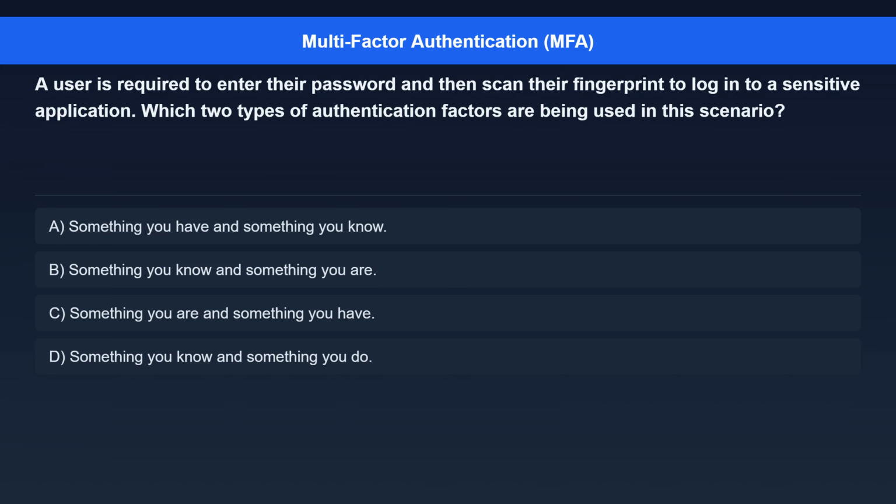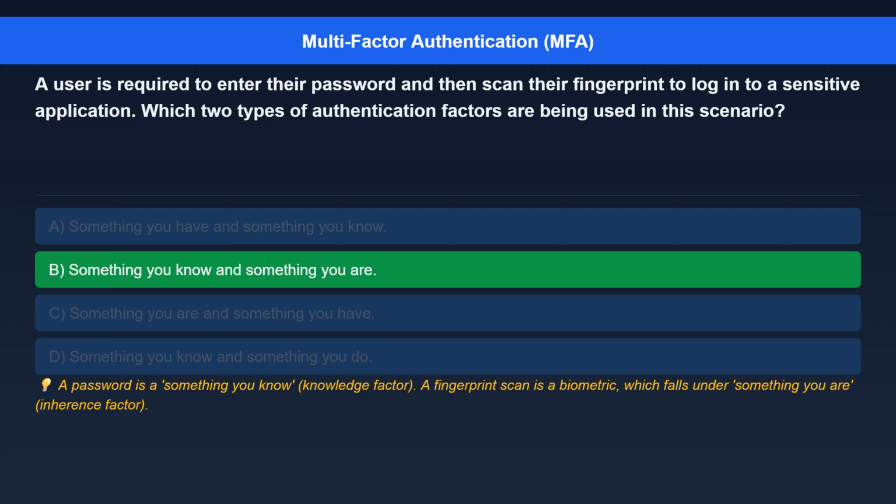Question 7. A user is required to enter their password and then scan their fingerprint to log in to a sensitive application. Which two types of authentication factors are being used in this scenario? Option A. Something you have and something you know. Option B. Something you know and something you are. Option C. Something you are and something you have. Option D. Something you know and something you do.